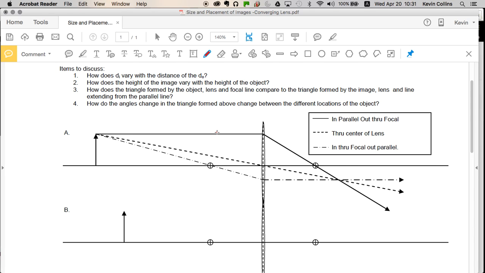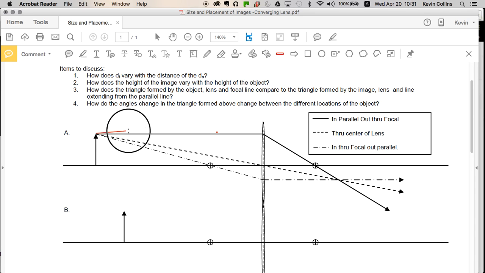The first one being the one that goes in parallel and out through the focal point. The second one being the one that goes through the center of the lens. And finally, the opposite to the first, in through the focal point, out parallel. So those are the three that we'll be able to use in hoping to form our image on the opposite side of the lens. The first one that we're going to look at is the in parallel out through the focal point.